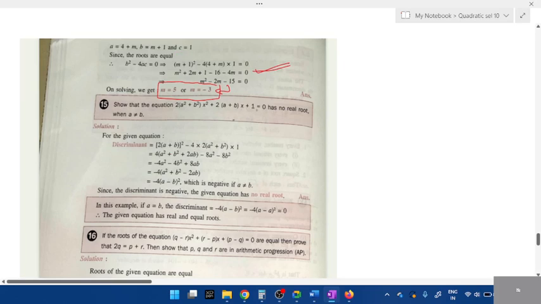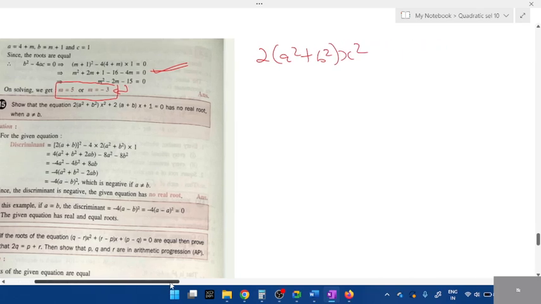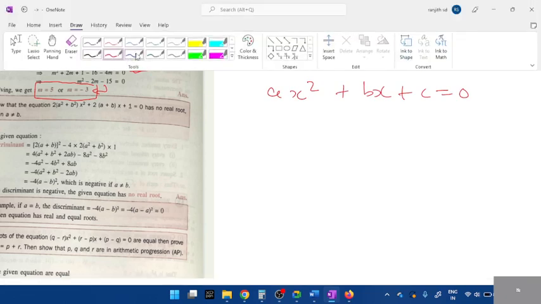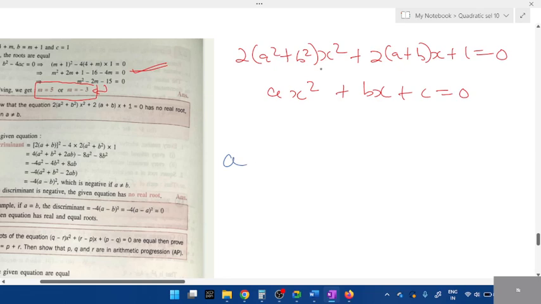So look at this general equation 2a square plus b x square, and you don't have to solve this, we just need to compare them. Plus 2 into a plus b into x plus 1 is equal to 0. Ax square plus bx plus c is equal to 0. Compare this and tell me a value, all of you. What is a? What is a, students?